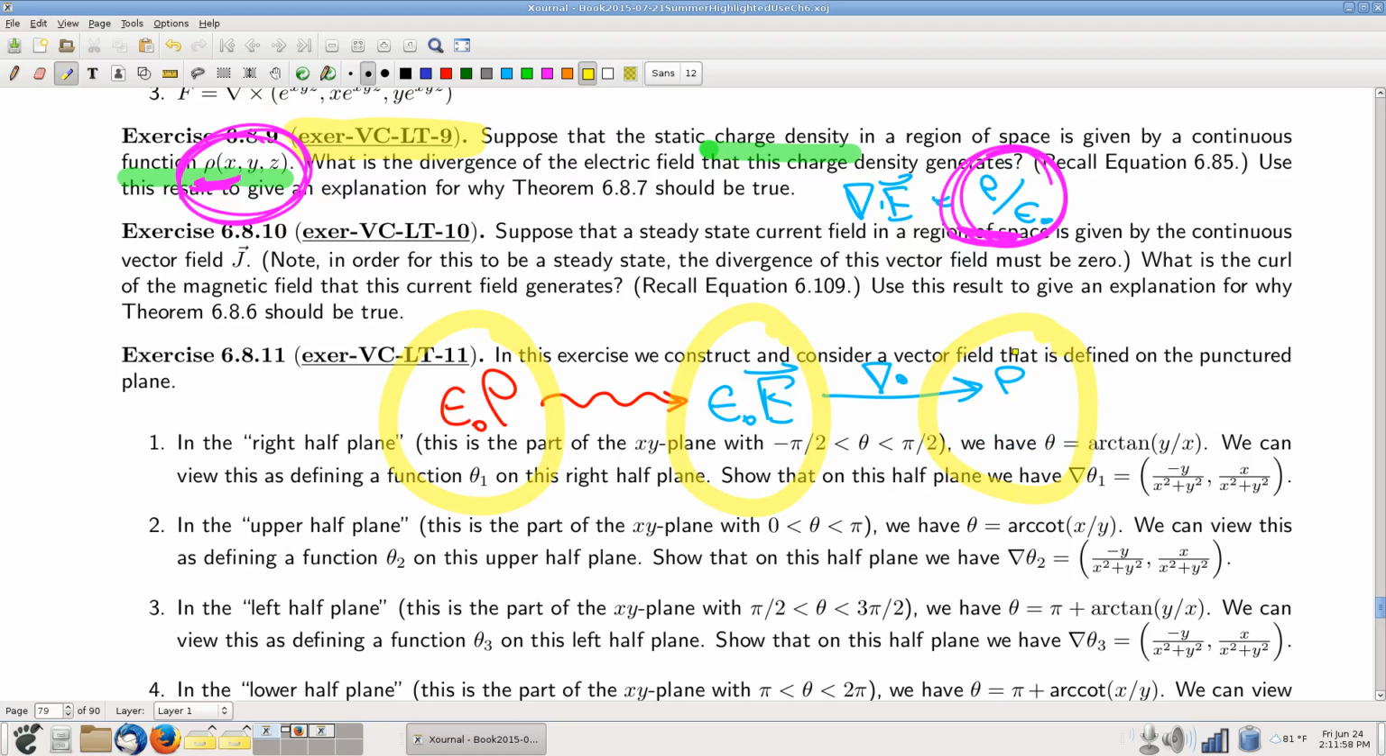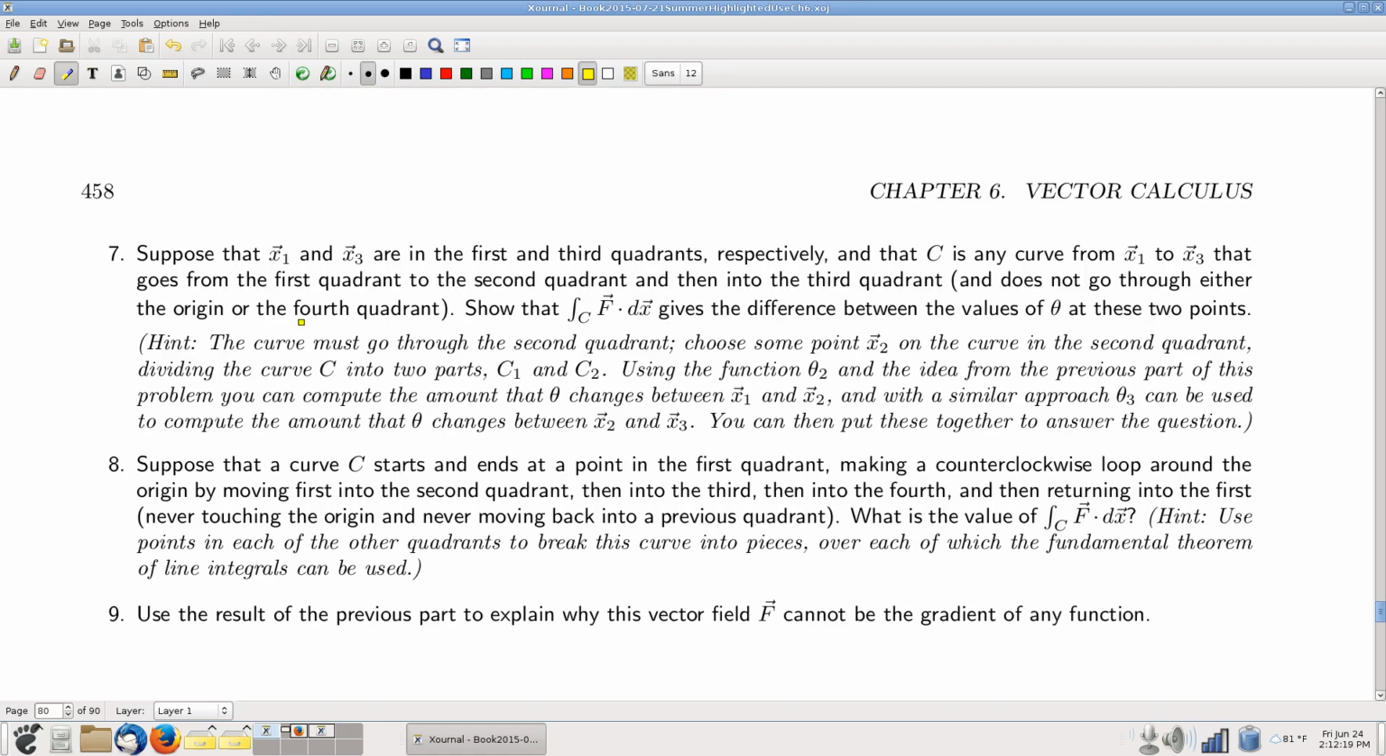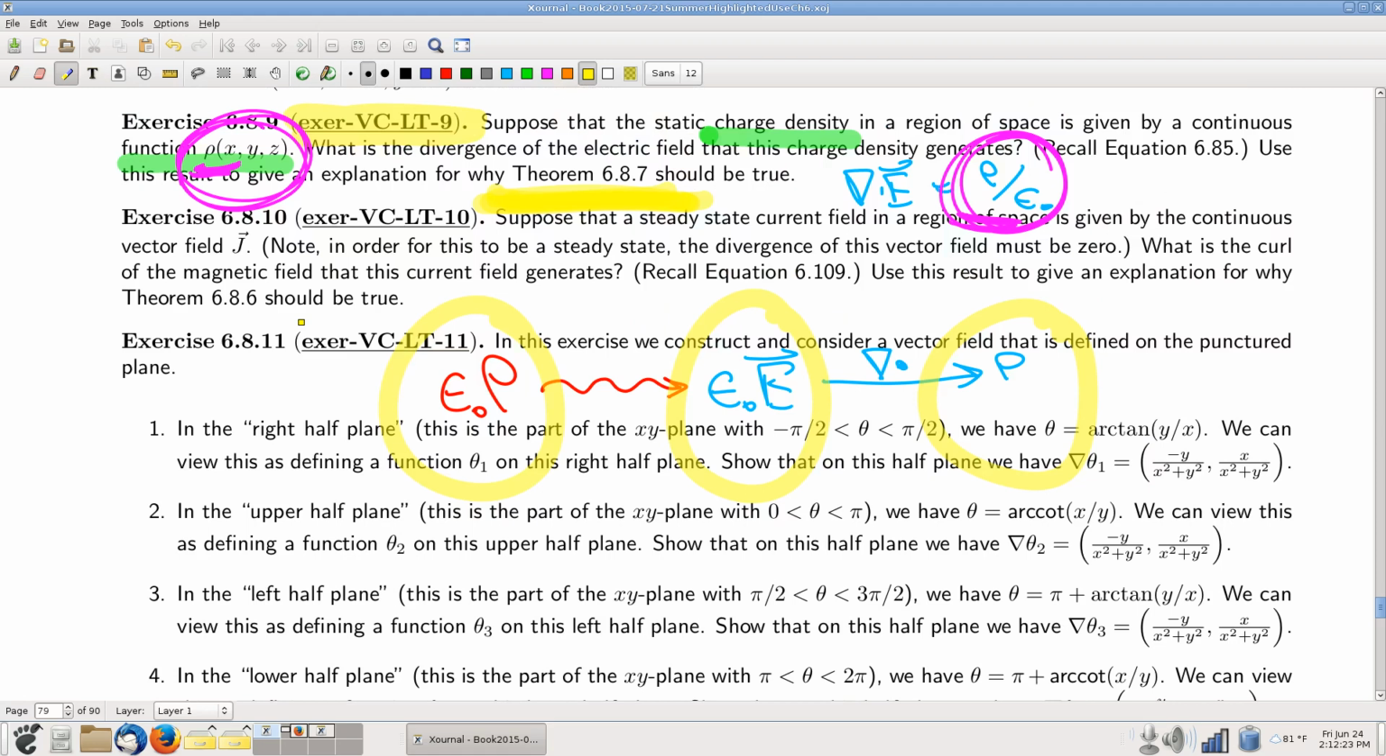Okay. All right. So now, why should theorem 687 be true? Let's find that again. Theorem 687 says every function is the divergence of some vector field. All right. Well, suppose that I want to generate this function as the divergence of some electric field. Well, according to this little argument, if you want to generate that as the divergence of something, take whatever that rho is, distribute charges in this way, and that'll create this electric field, and that electric field, its divergence is that. Does that make sense?